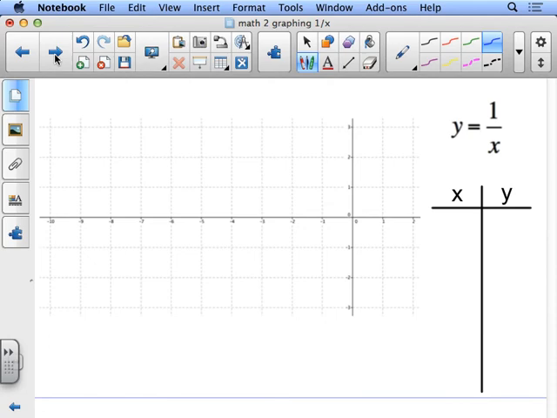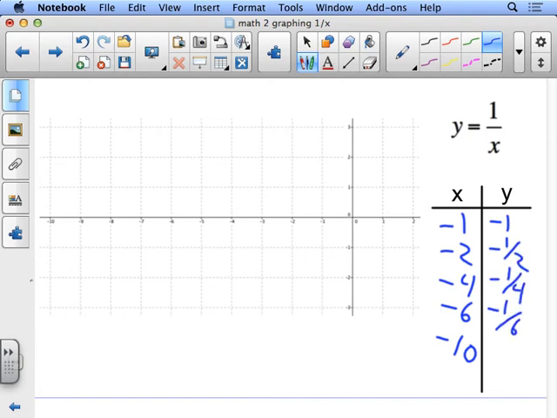What's happening is it's going the same on the other side. So if I plug in -1, -2, -4, -6, -10, we get -1, -1/2, -1/4, -1/6, -1/10. Okay? Which means I get -1, -1, -2, -1/2, -4, -1/4, -6, -1/6, and I'm running out of room, but -10, same thing. So from this side, it looks more like that. Okay?